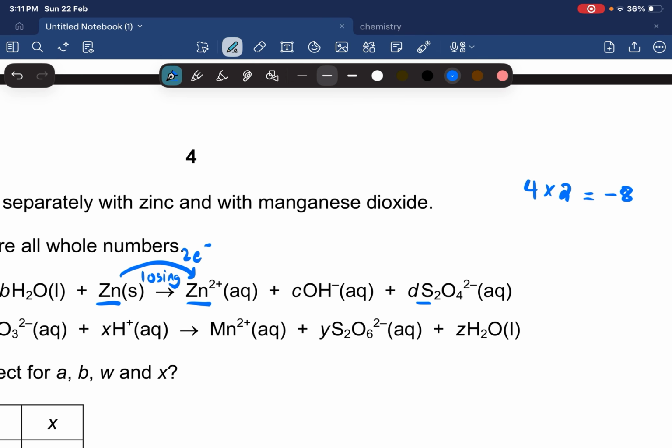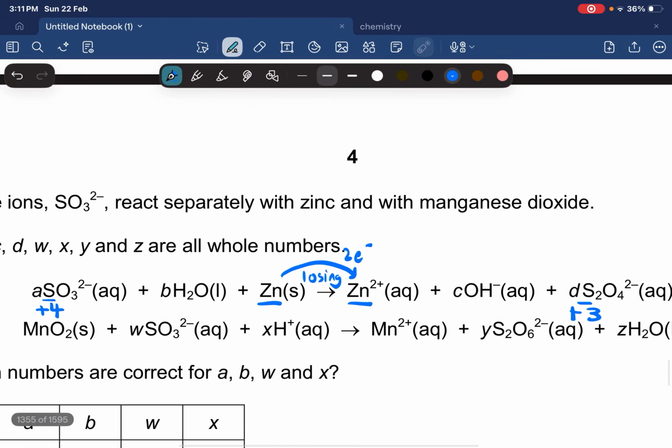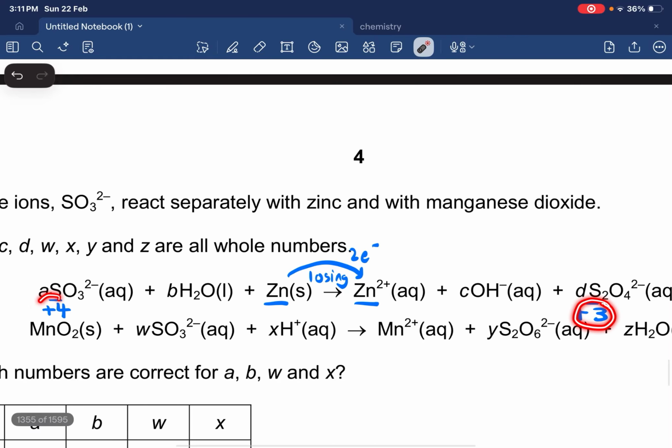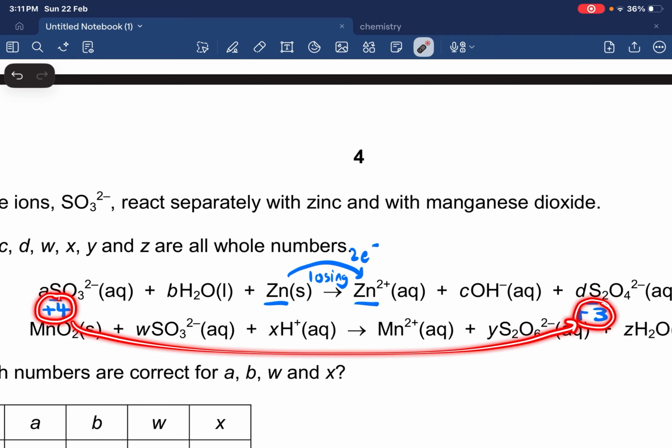And then you have a total 2 negative charge. That means you've got to have a positive 6 charge. That means you've got to have a positive 3 on one sulfur. One sulfur over here has a positive 3. Over here, it's a positive 4. Over here, it's a positive 3. Gain or loss? There is a gain of 1 electron.